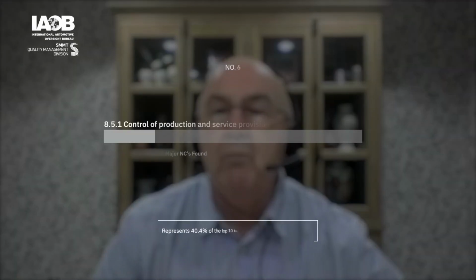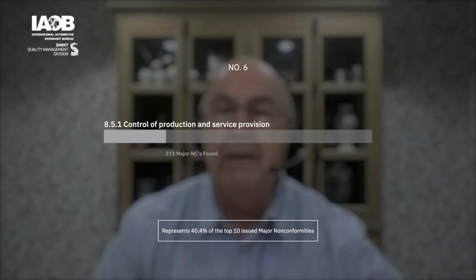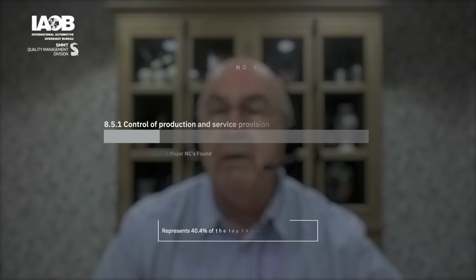So number 6 now we have is 8.5.1, which is an ISO 9001 requirement about the control of production and service provision. Why do you think we're ending up with so many nonconformities against this requirement, which is in the basics, in the ISO 9001 requirement?